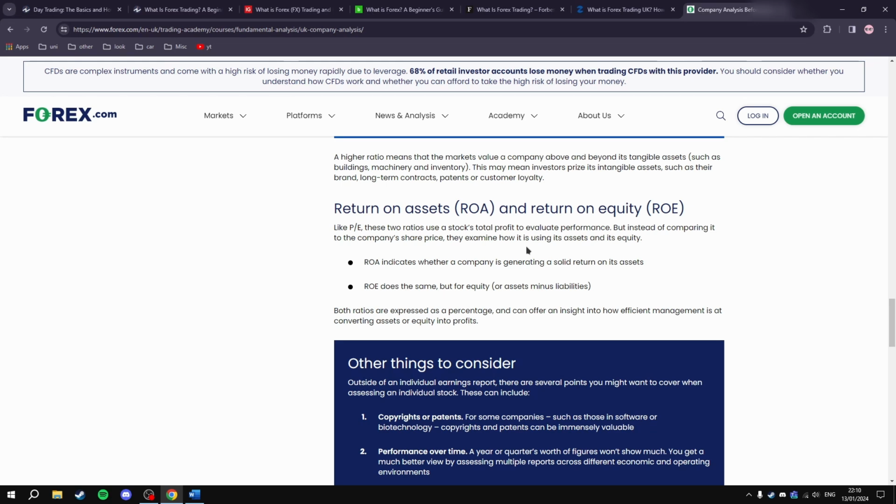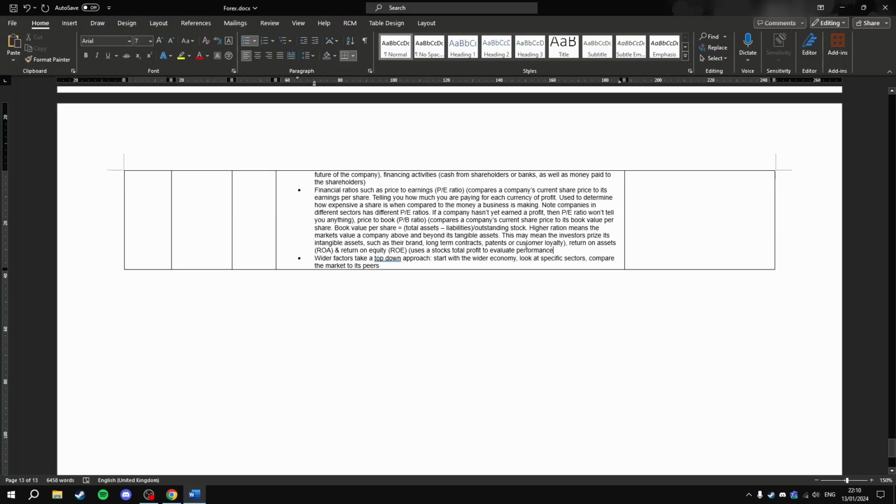But instead of comparing it to the company's share price, they examine how it is using its assets and equity.